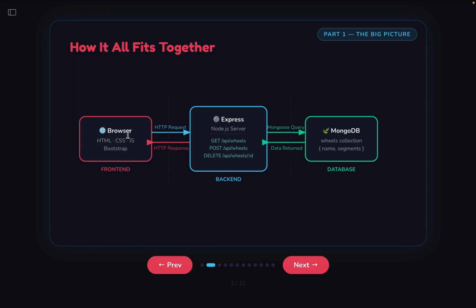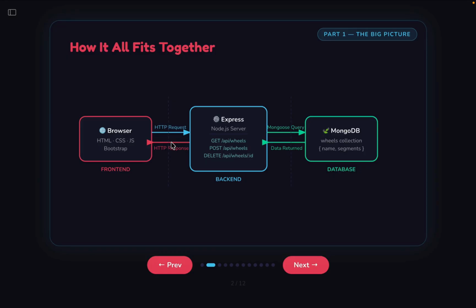So we can think of this like a customer placing an order. That would be the request, and then Express receives this request, talks to MongoDB, and sends back a response, which would be the food plated.